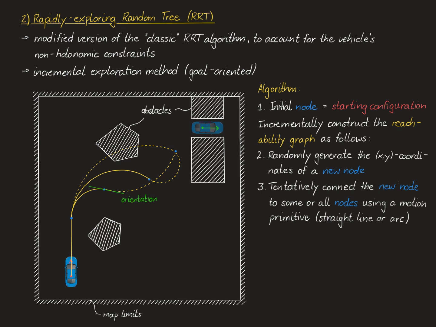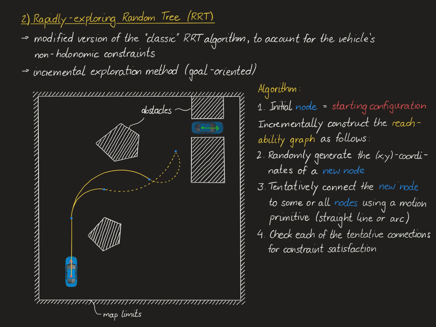Note that, geometrically speaking, an arc is uniquely defined by 2 points and a given orientation at one of these points. The next step of the algorithm is to check each of the tentative connections for constraint satisfaction, that is, whether they satisfy the required kinematic and dynamic constraints of the vehicle and whether they are collision-free. In our example, this arc here is certainly not collision-free because it overlaps with this obstacle here. So this arc would be removed by the algorithm.